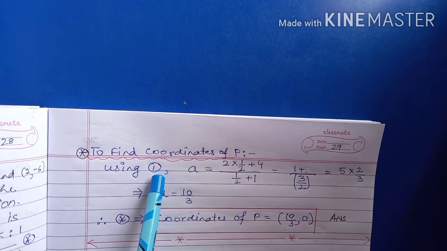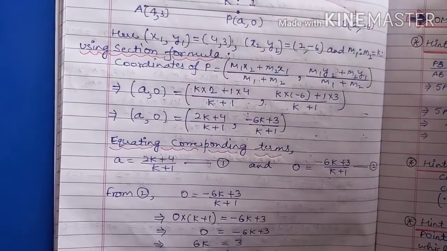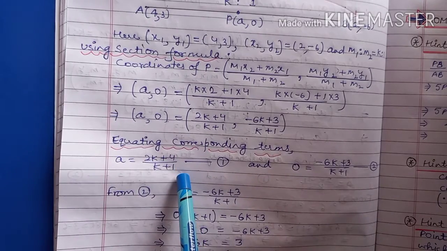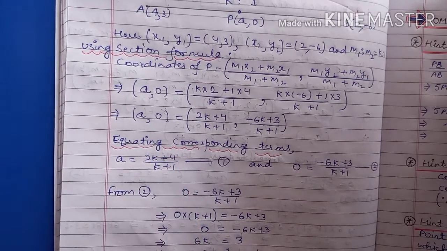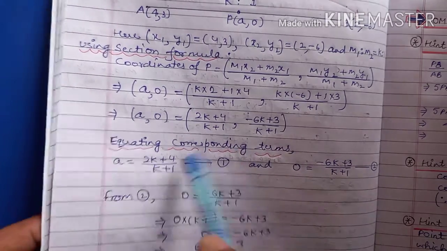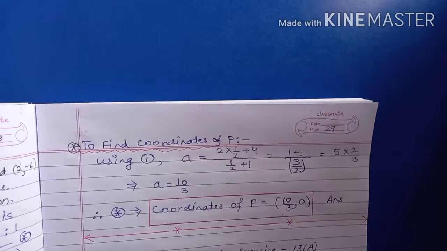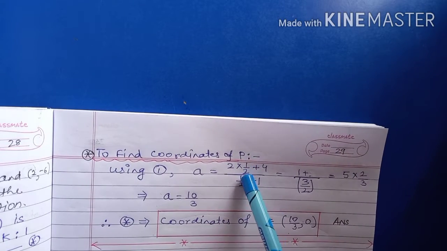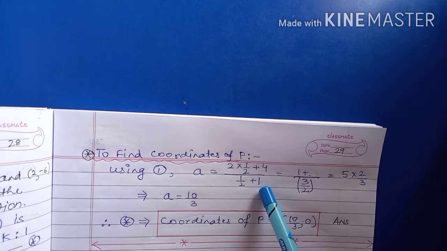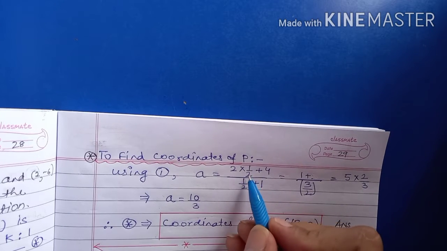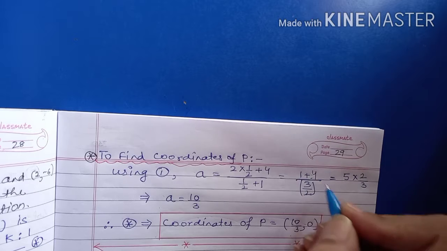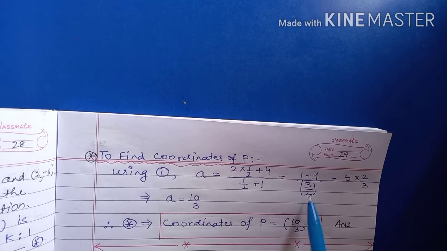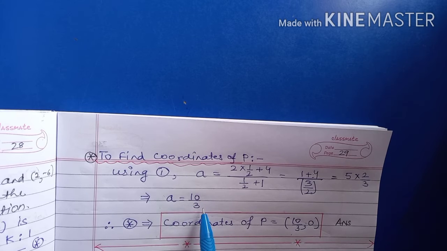So by using the first equation, A is equal to (2k plus 4) over (k plus 1). So we get the value of k as 1 by 2. So we put k as 1 by 2 in equation number 1 and we get A is equal to (2 into 1 by 2 plus 4) over (1 by 2 plus 1). So 2 into 1 by 2 cancel, 1 plus 4, 5, and over 3 by 2, 1 by 2 plus 1, by taking LCM, we get it is equal to 3 by 2. Take its reciprocal, multiply with 5. So we get A is equal to 10 by 3.